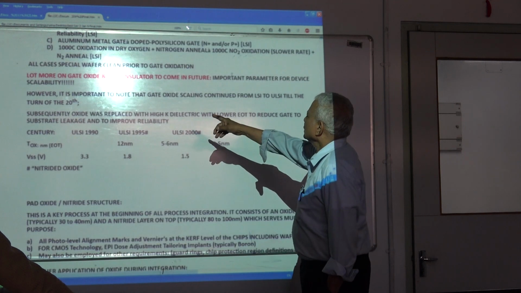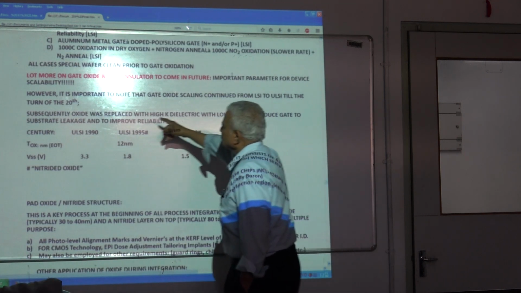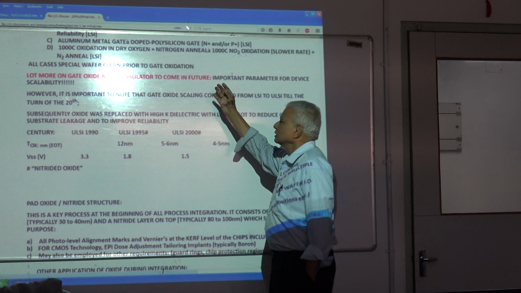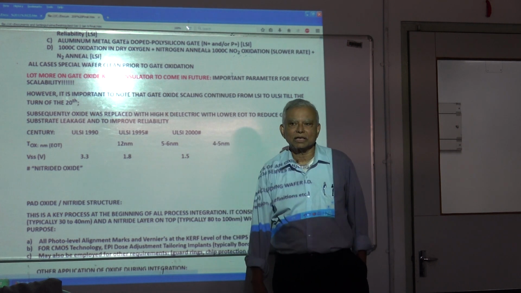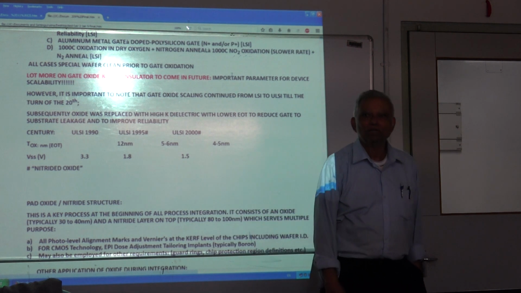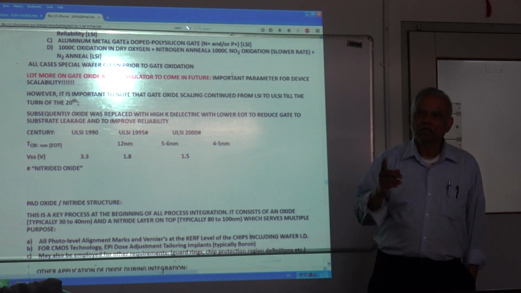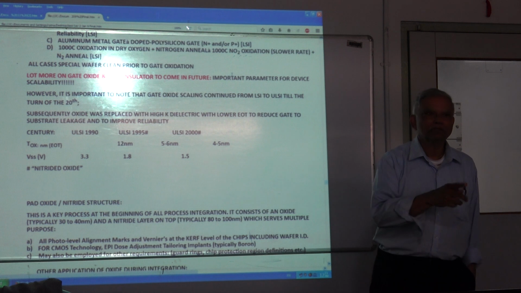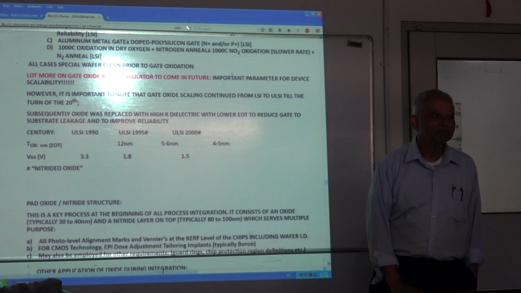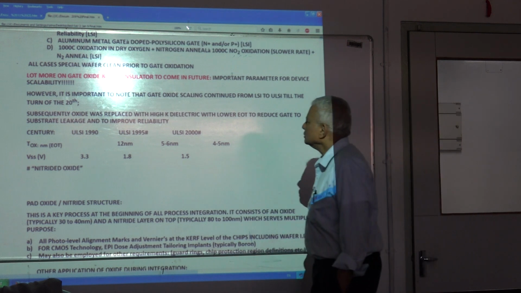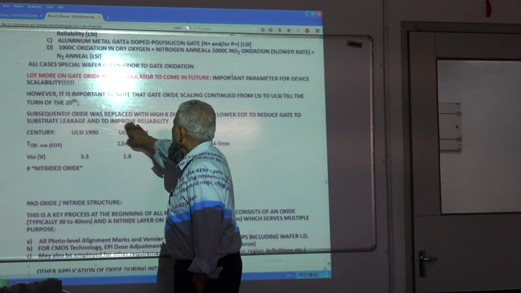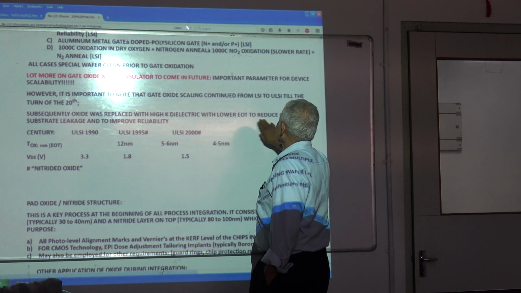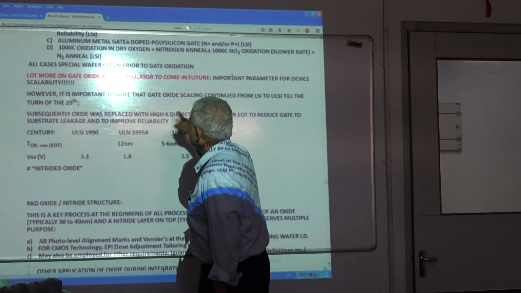As I mentioned, by the turn of the century, we recognized we cannot keep on scaling the oxide anymore. So we're going to do high gate-dielectric. I want to make sure that I have a special lecture on high gate-dielectric in one of these Friday sessions. All right? We'll do that. Subsequently, oxide was replaced by high gate-dielectric with lower EOT.